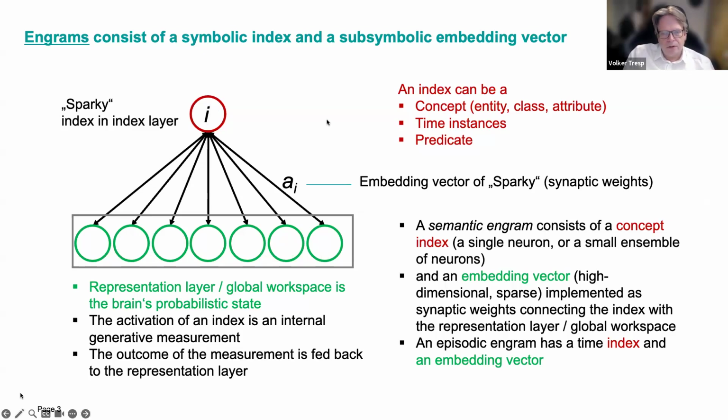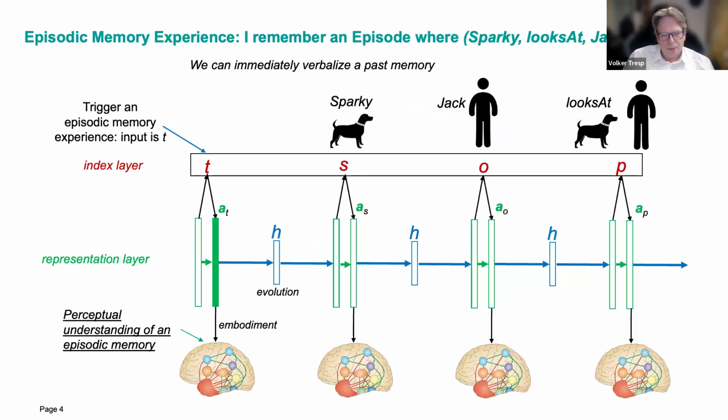And if the index is a concept, like an entity, a class, or attribute, it's a semantic memory. And if it's a time instance, it's an episodic memory. So how does this work in practice? So we have these two layers, and to recall an episodic memory, we activate the past time index here in the index layer, and this index then activates the representation layer with the embedding of this memory. And this also goes back to earlier processing layers in the brain, which we call embodiment. So we always have embedding and embodiment.